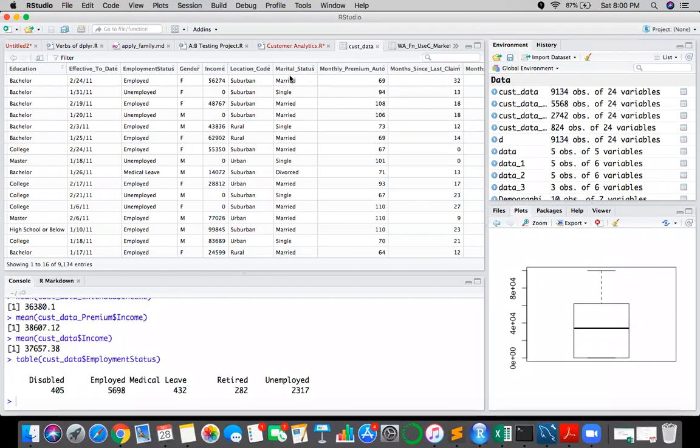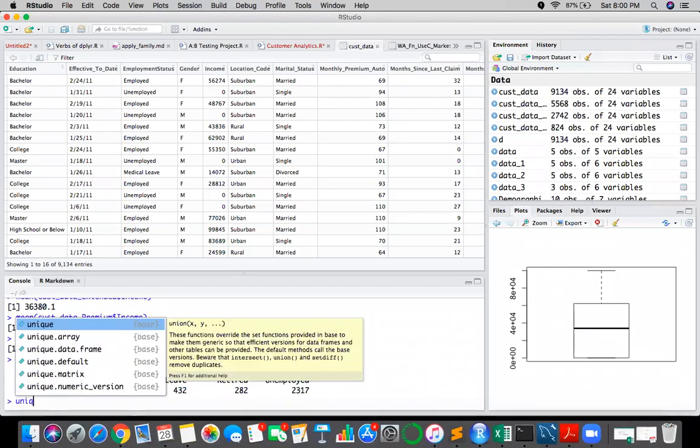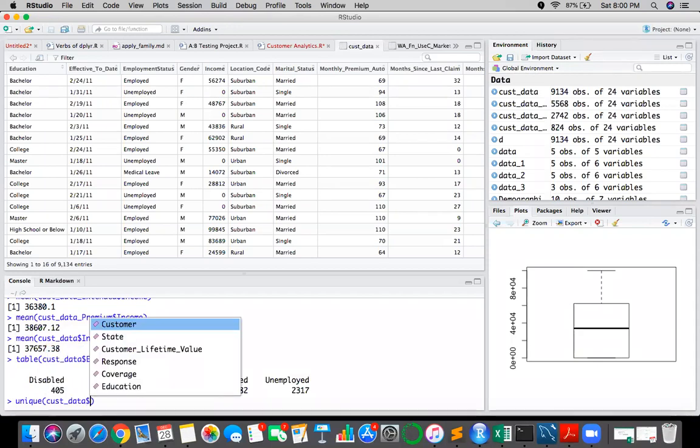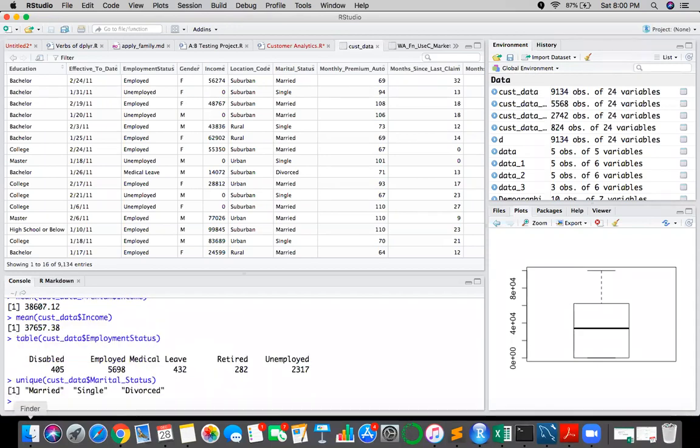If I talk about marital status, we have single, married, and divorced. How many categories do we have? Let's check the unique values of customer marital status. So we have three categories: married, single, and divorced. Tell me, based on your understanding of normal day-to-day life, who will be having maximum income here?